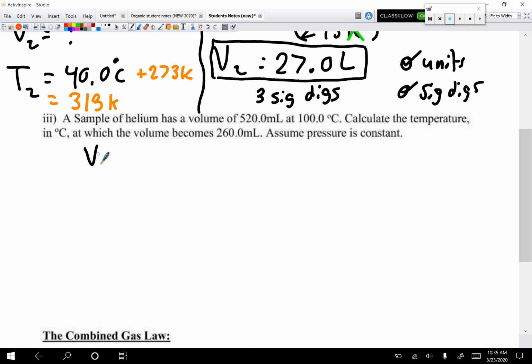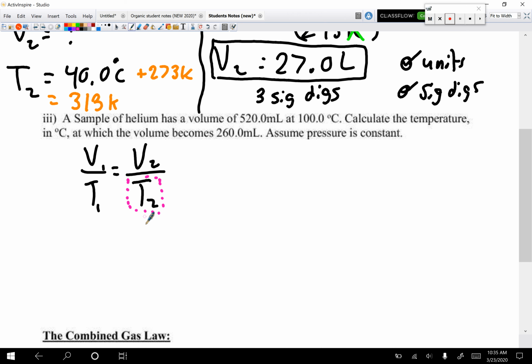So we have V1 over T1 is equal to V2 over T2. Now our first problem right here is we're solving for T2 because they're asking what T2 is, but we know it's in the denominator. So one of the problems is that if we just divide by V2 to cancel out V2 on this side, we're left with our unknown variable in the denominator, which for algebra, that's not how we're going to do things.